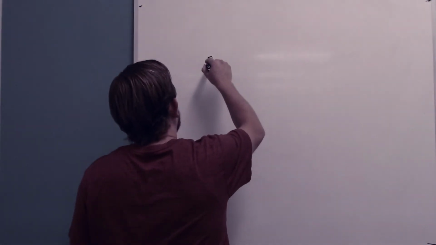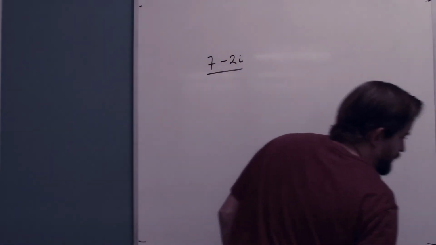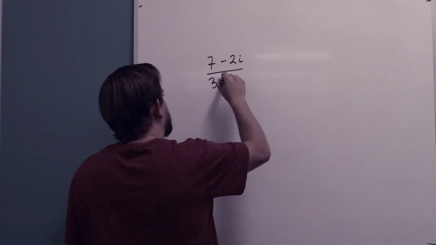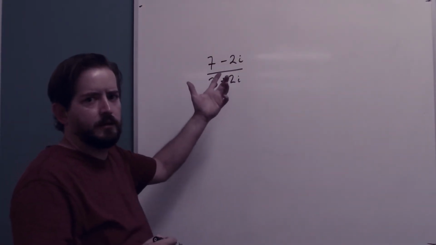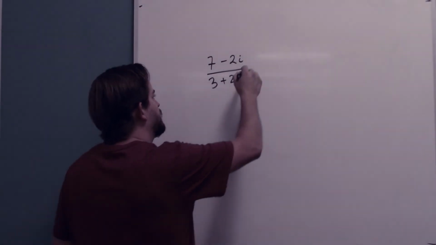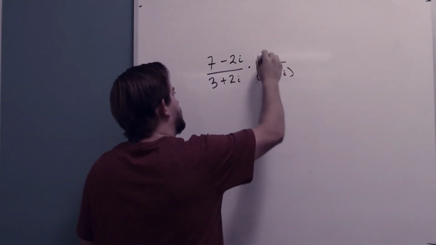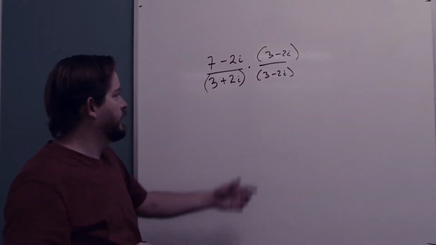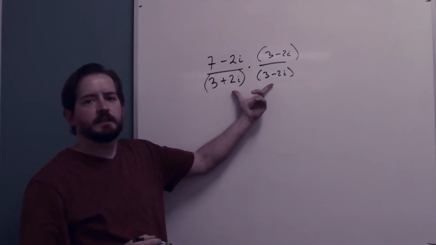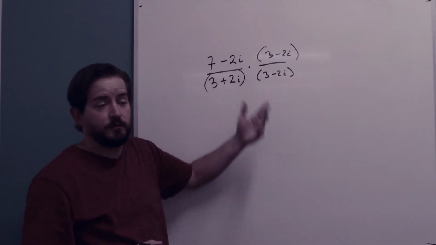So there's a 7 minus 2i divided by 3 plus 2i. And division in the complex world is defined by not doing the division. It's defined by multiplying by the conjugate. So 3 minus 2i over 3 minus 2i. All I'm really looking to do is rationalize this denominator. Once I do that, I have my final answer.